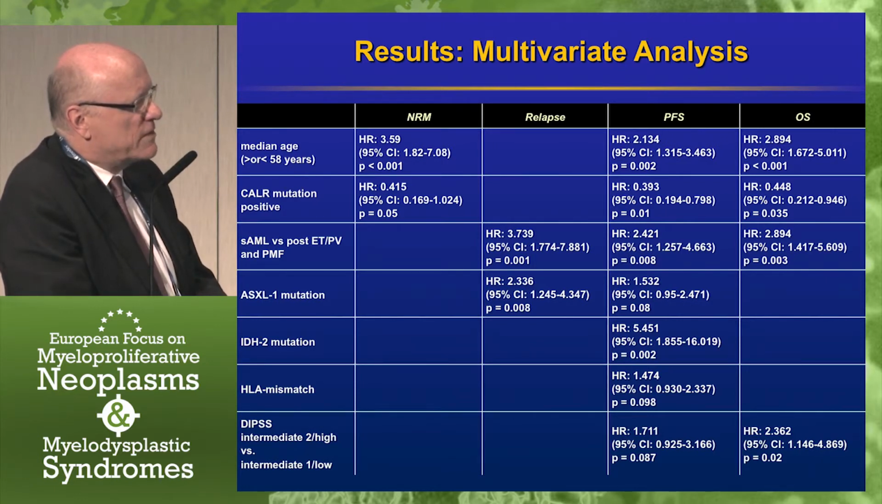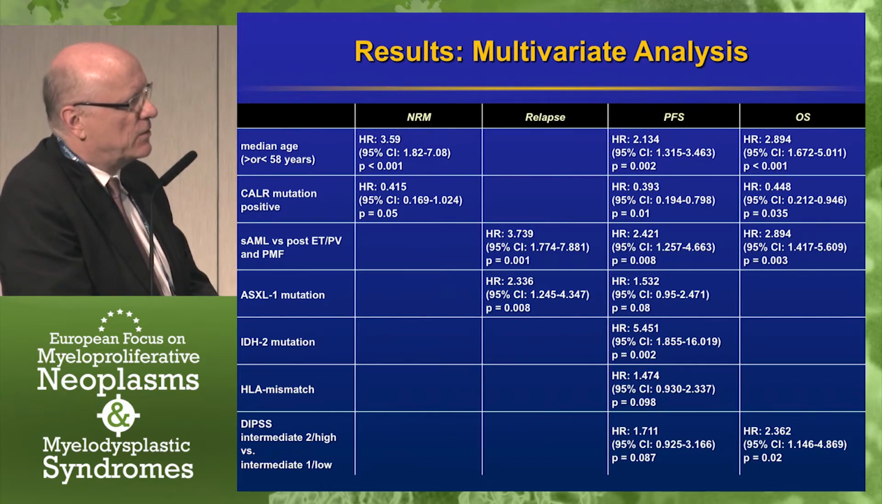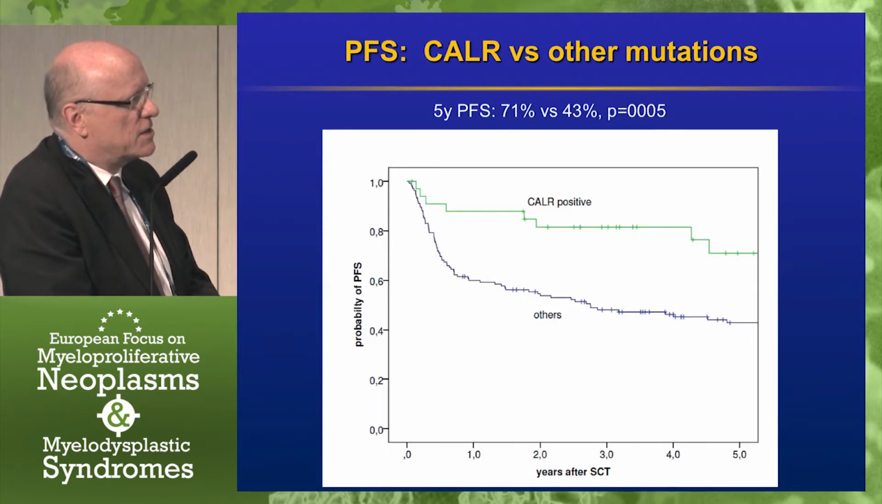But when we look at the specific mutations, we ended up with only 3 mutations. One was the IDH2 mutation, which has a significant impact on worse progression-free survival, but not on overall survival. ASXL1 mutation has a worse progression-free survival because of a higher risk of relapse. But the only mutation which influenced overall survival was the calreticulin mutation. These patients have a better progression-free survival and better overall survival, and this was due mainly to less therapy-related mortality. So here you can see the corresponding figures.